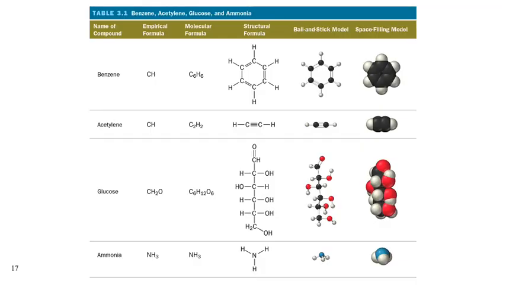So this table from your book is just to give you an idea of what these different things would look like. We have several different compounds here, their names, the empirical formula, the molecular formula, the structural formula. Now, glucose, C6H12O6. There's lots of ways you could put those things together. You wouldn't necessarily come up with that.